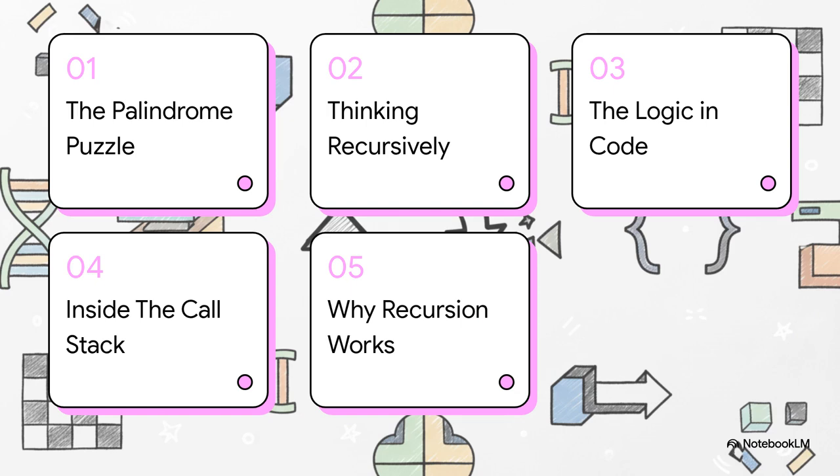All right, so here's the game plan for today. First up, we'll lay out the puzzle we're trying to solve. Then we'll get into the mindset of thinking recursively. After that, we'll translate that idea into code, and then we'll take a peek under the hood to see how the computer's memory, the call stack, handles it all. And finally, we'll wrap up by seeing why this approach is just a perfect match for our puzzle.